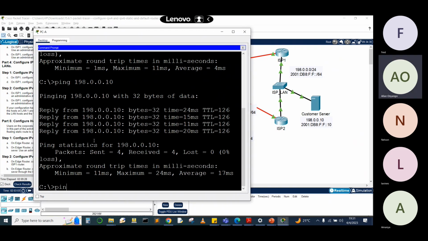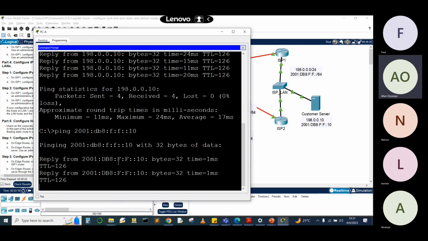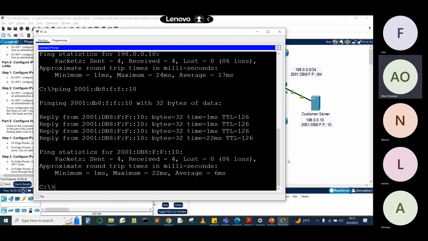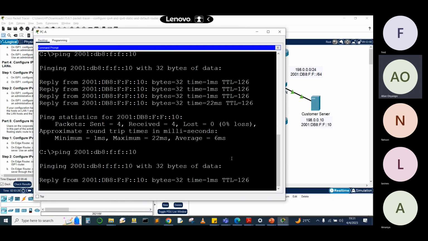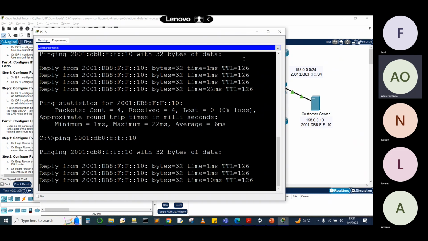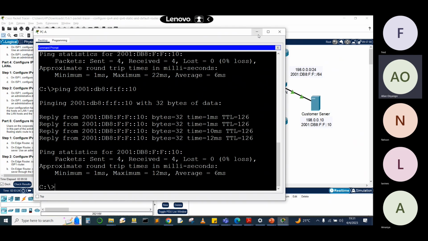Let's ping the IPv6. So ping 2001:DB8:F:F::10. And you can see we are getting replies even for IPv6. We're getting nice replies over there. It means our static route is working very well.